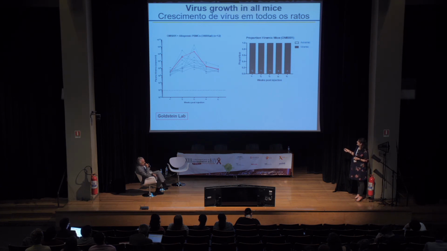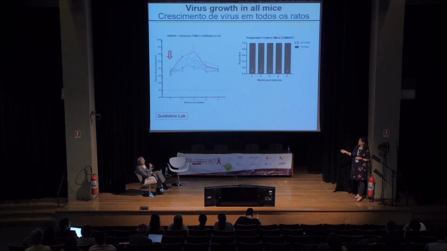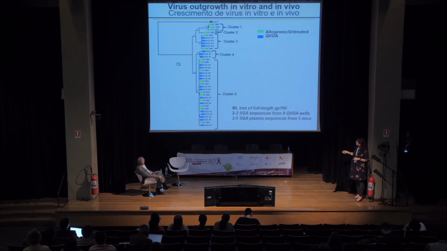And so here he's just quantifying the proportion of viremic to aviremic mice over time. And I just want to focus on this time point of week 1. Sorry, for some reason I did some weird animation here. But I just want to point out that this is the time point where we're sequencing. So I want to know what is the difference between this virus in 12 different mice versus the QVOA virus.